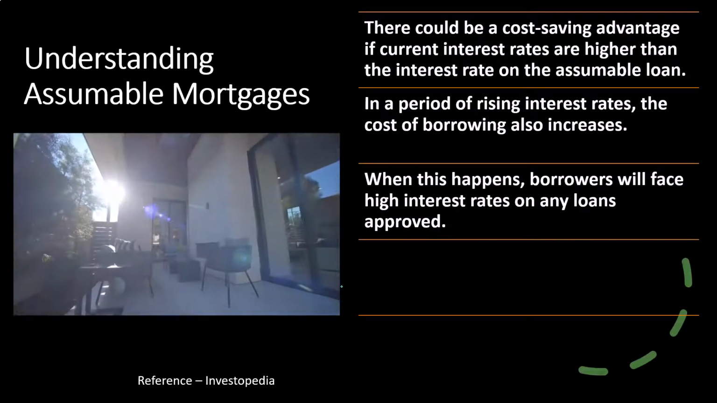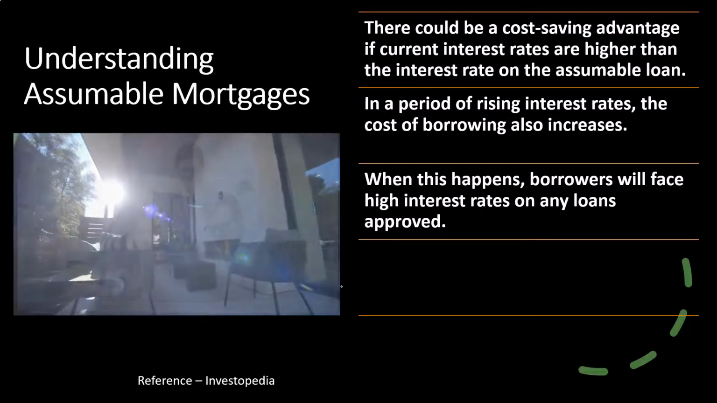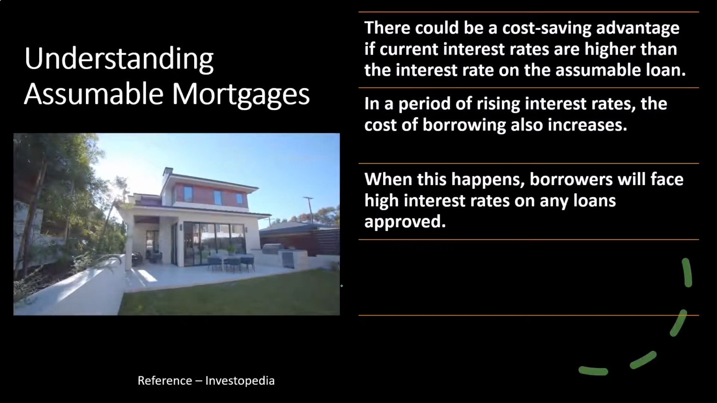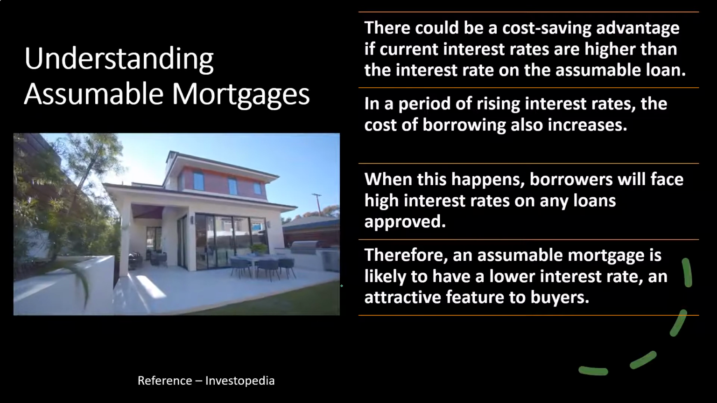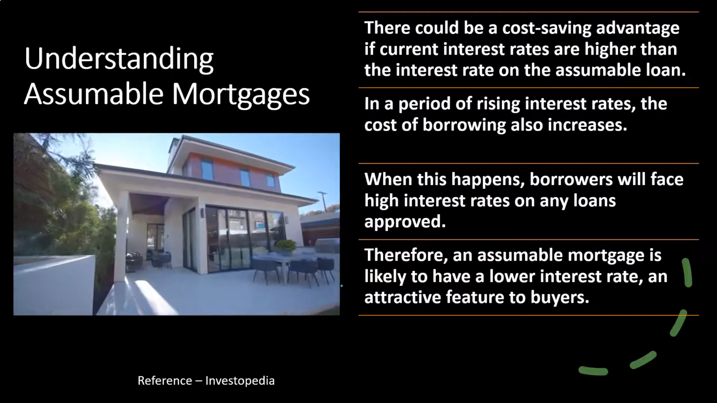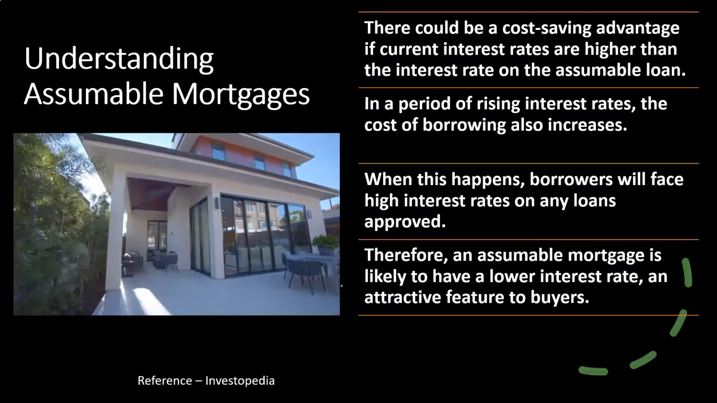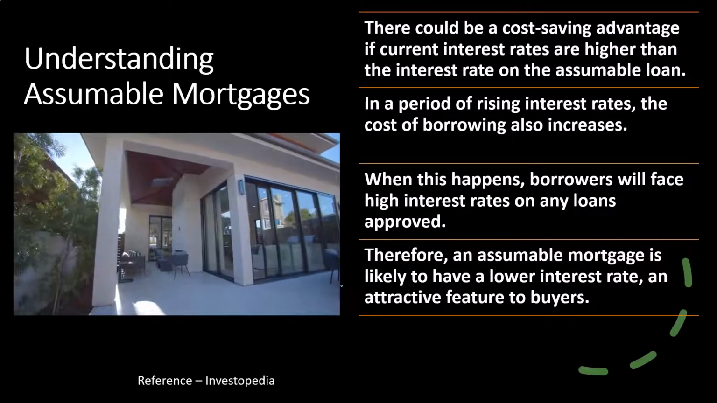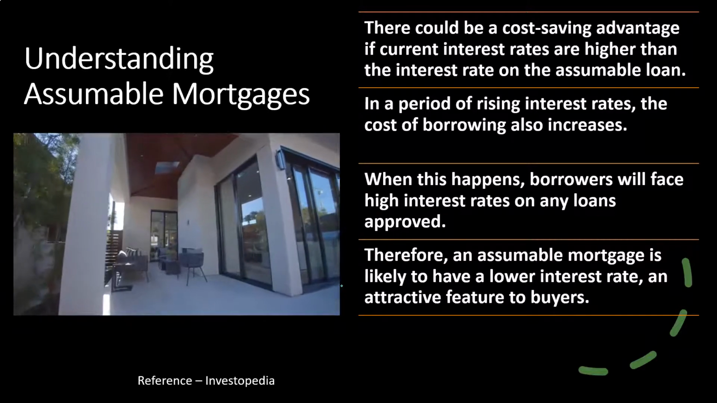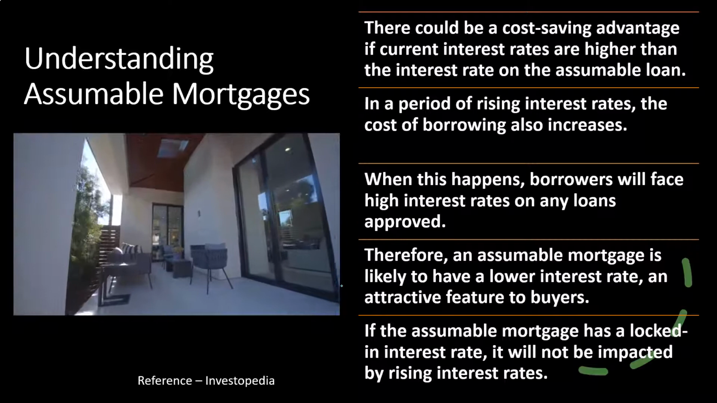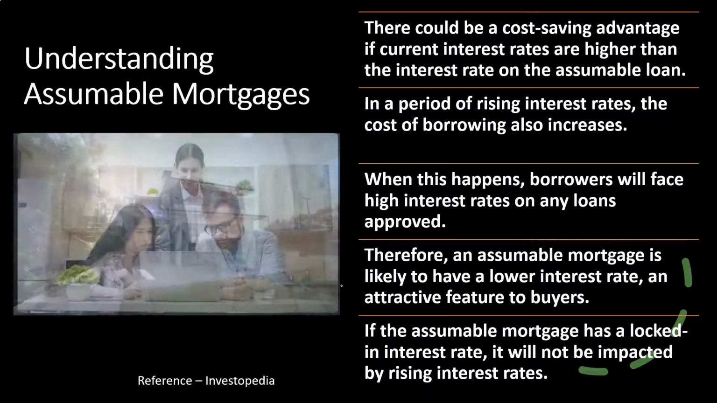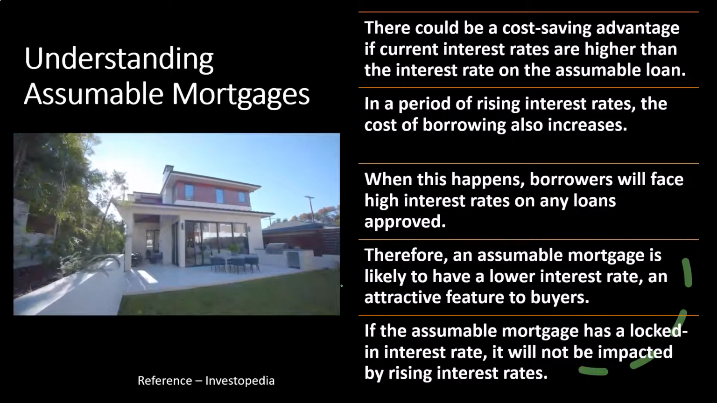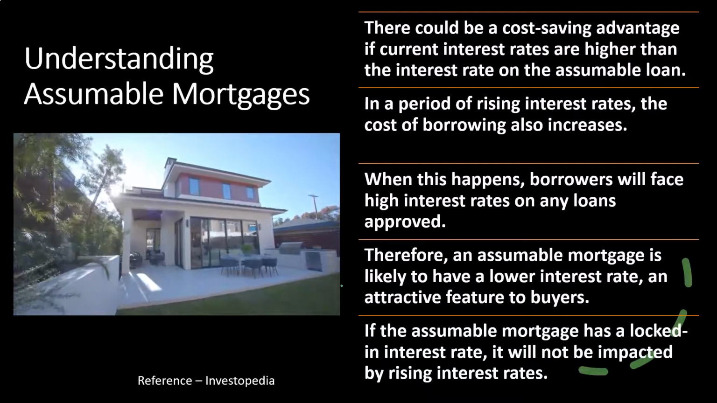So if you're borrowing money in an environment of higher rates, then you'll be subject to higher rates than you would otherwise be. If you could assume the loan, you might be in a better situation if you have a fixed lower rate. Therefore, an assumable mortgage is likely to have a lower interest rate, an attractive feature to buyers. If the assumable mortgage has a locked-in interest rate, it will not be impacted by rising interest rates. So that's kind of the idea. We're imagining a situation where it's locked in.